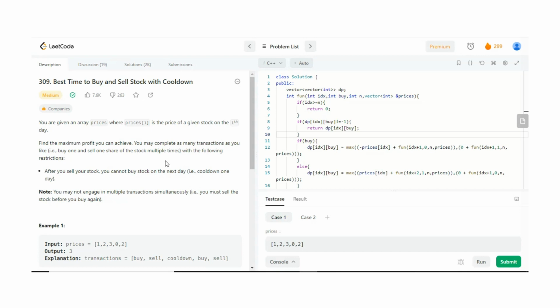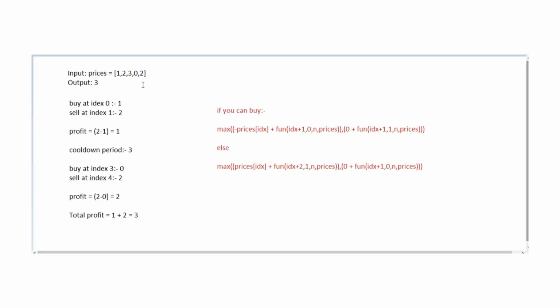So let's discuss this problem with the help of an example. Here we are given a prices array which consists of the price of that particular stock on each day. The prices of the stock are 1, 2, 3, 0 and 2. The array starts from index 0 and we need to maximize the profit and print that maximum profit.